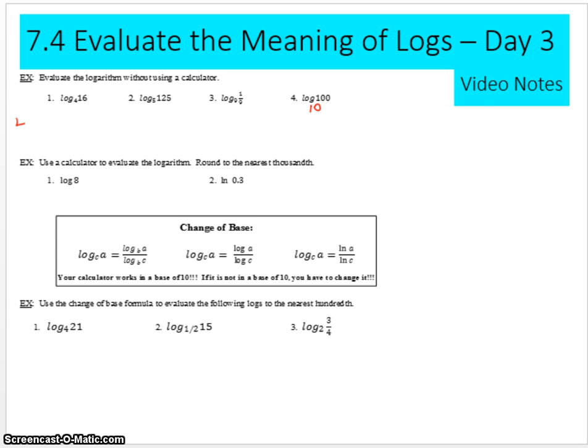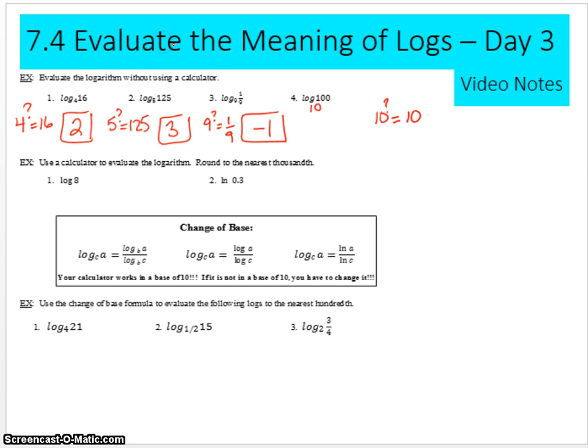On number 1, we're going to think 4 to what power is 16, and so the answer is 2. Number 2, we're going to think 5 to what power is 125, and so the answer is 3. And number 3, we're going to think 9 to what power is 1/9. The answer is going to be negative 1. And the newer problem here, number 4, you're thinking 10 to what power is 100? And so therefore the answer is 2.